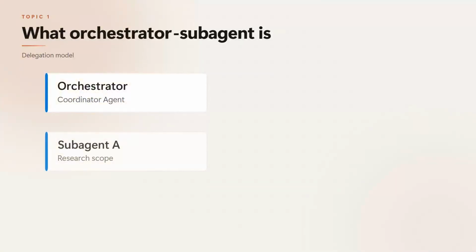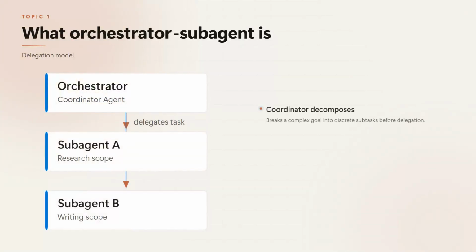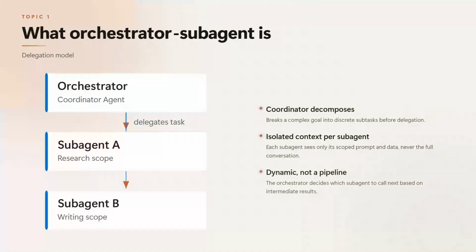The orchestrator subagent model is a hub-and-spoke topology. One coordinator agent decomposes the task, delegates to subagents, and aggregates their results. Subagents operate with isolated context, they do not inherit the coordinator's history, and each holds only the tools its role needs. This is not a fixed pipeline where every subagent runs on every query.